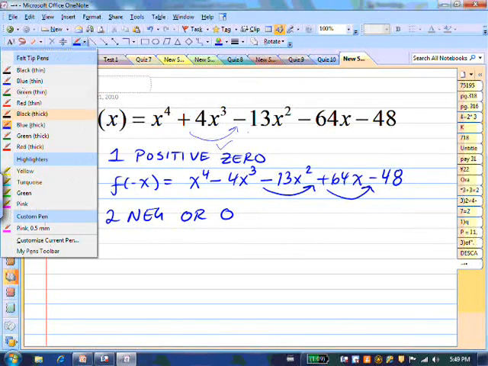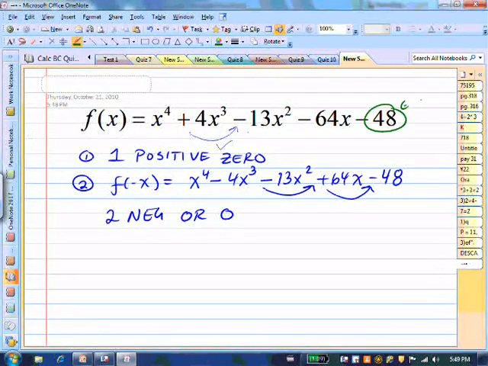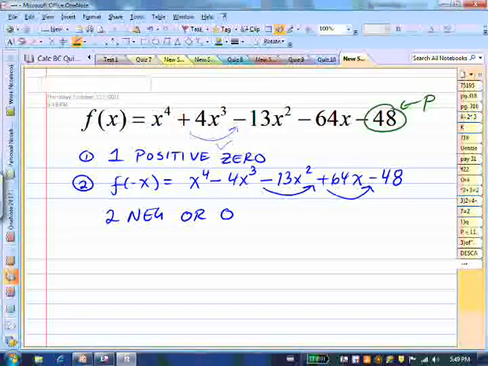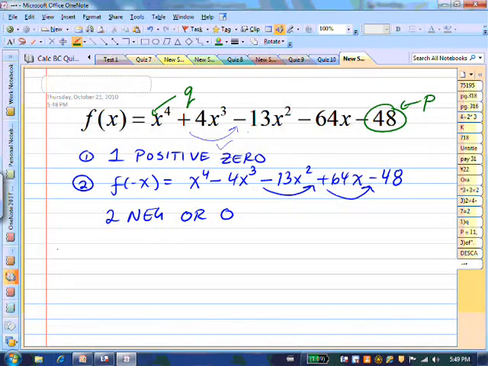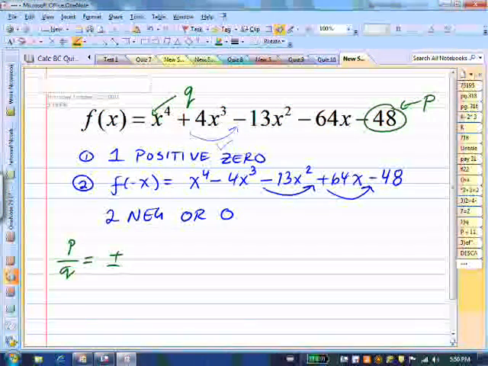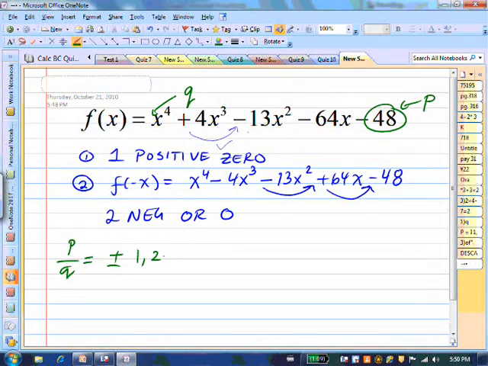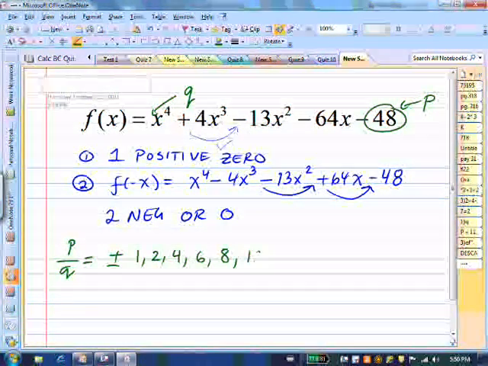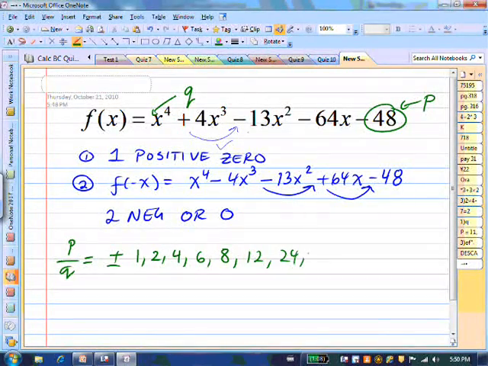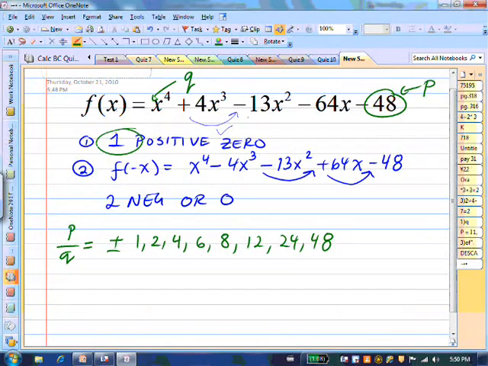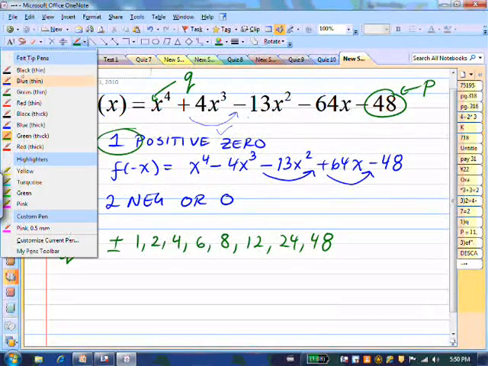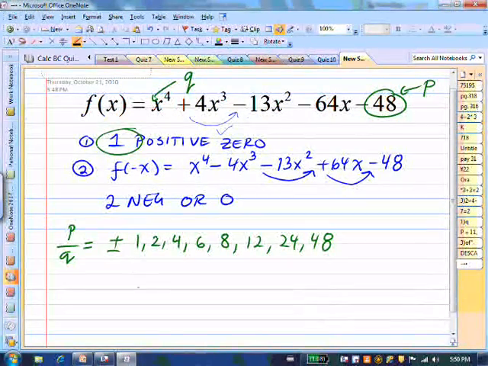So again, we have to now look at the P over Q. The problem right here is P is going to be so much. Q doesn't really matter because it's just 1. So P over Q will be plus or minus all the factors of 48: 1, 2, 4, 6, 8, 12, 24, 48. Okay? There's quite a few of them, but look, there's only one positive one. So once we get the one positive one, we don't have to try any other positive ones.